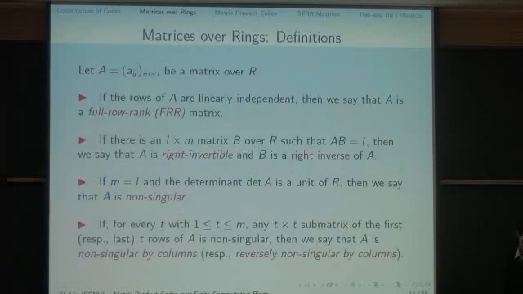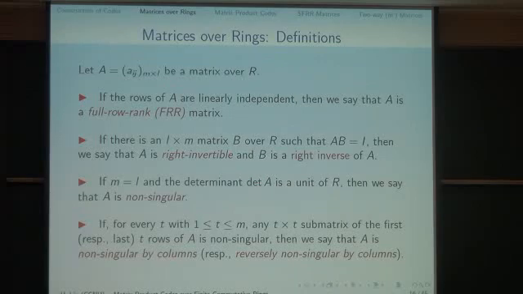Here are some definitions about special matrices, which we will use next. Given an M times L matrix A over R, if the rows of A are linearly independent, then we say A is a full row rank matrix. And if there is an L times M matrix B such that A times B is equal to the identity matrix I, then we say A is right invertible, and B is a right inverse of A. And if A is square and the determinant of A is a unit of R, then we say A is non-singular.